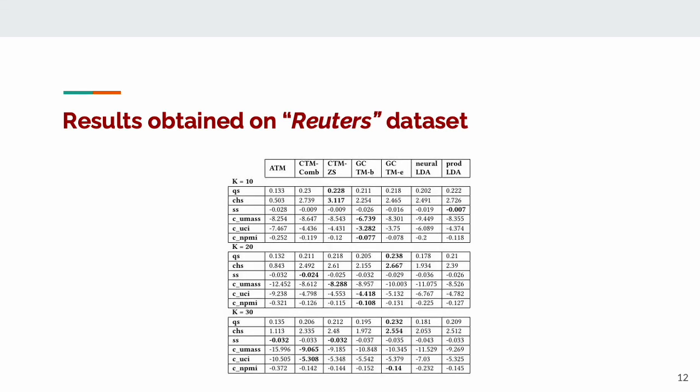To conclude, in this slide you can observe the results computed on the Reuters dataset. In this case, the situation is more nuanced. However, the two versions of GCTM seem to have good performance in most cases.